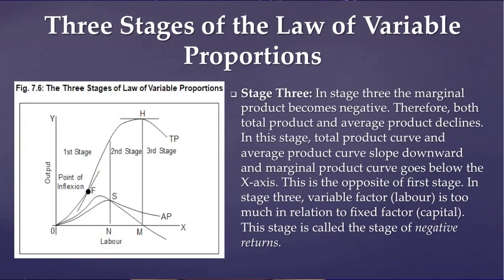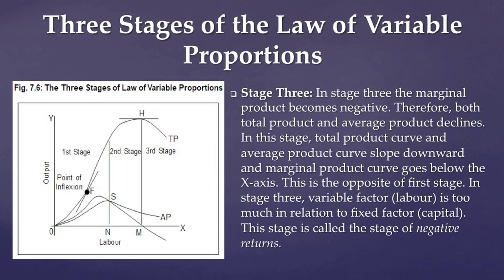Stage 3. In stage 3, the marginal product becomes negative. As we saw, when employing 8 units of labor, the marginal product was minus 35 in example 7.3. Therefore, both total product and average product decline. In this stage, the total product curve and average product curve slope downward and the marginal product curve goes below the x-axis. This is the opposite of the first stage. In stage 3, the variable factor, that is labor, is too much in relation to the fixed factor capital. This stage is called the stage of negative returns.